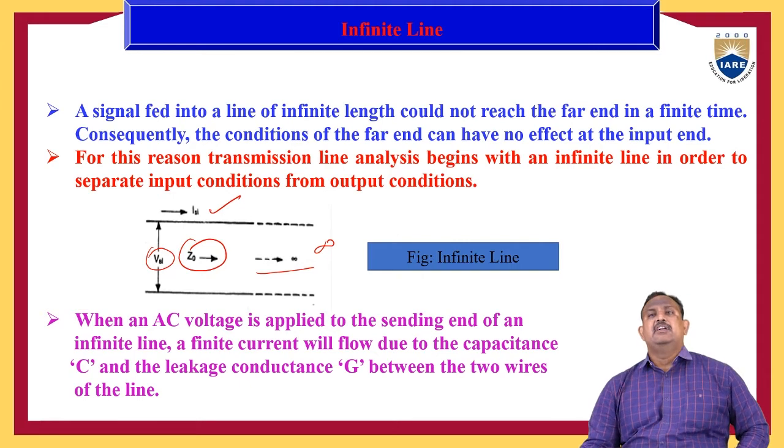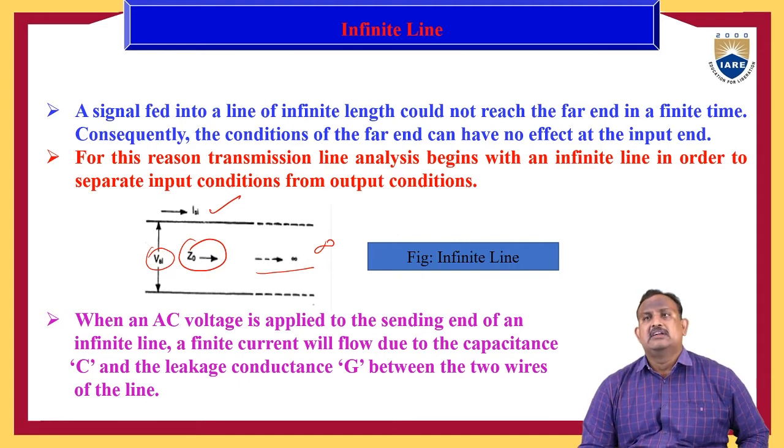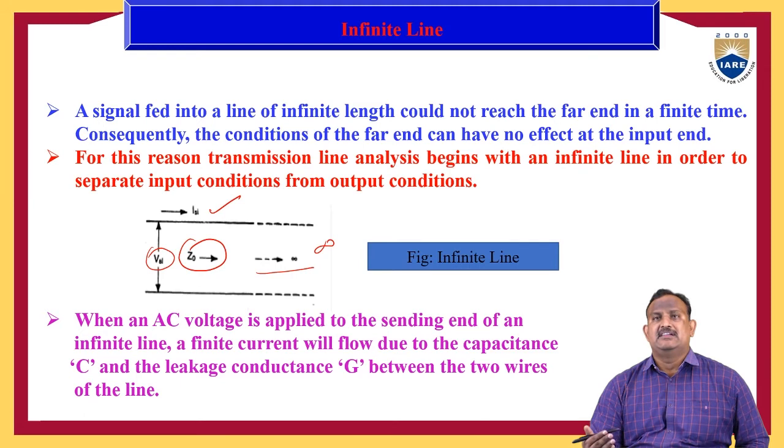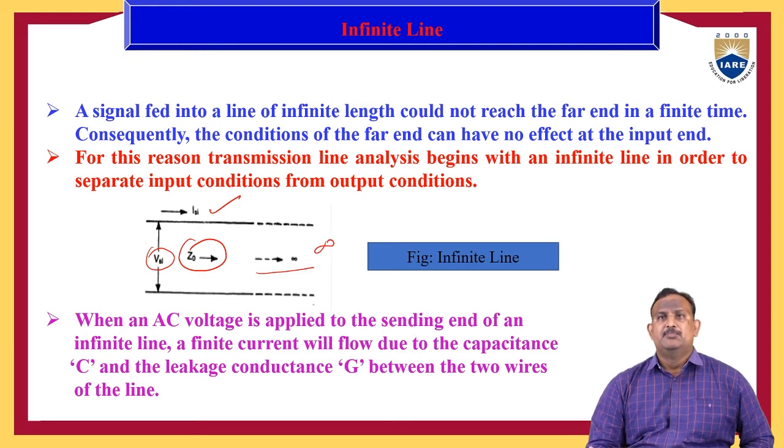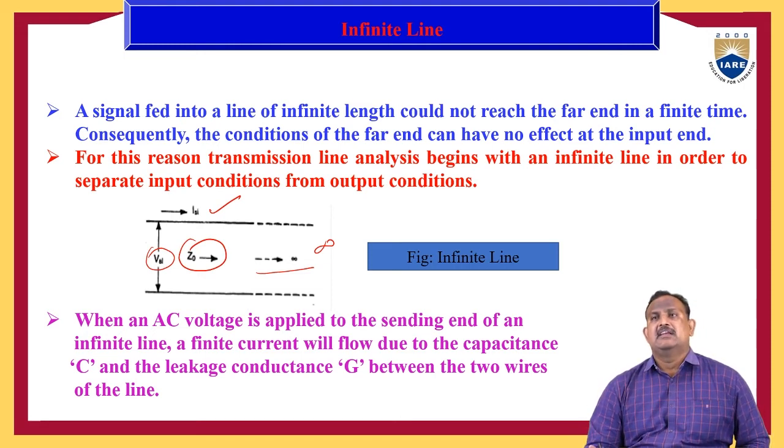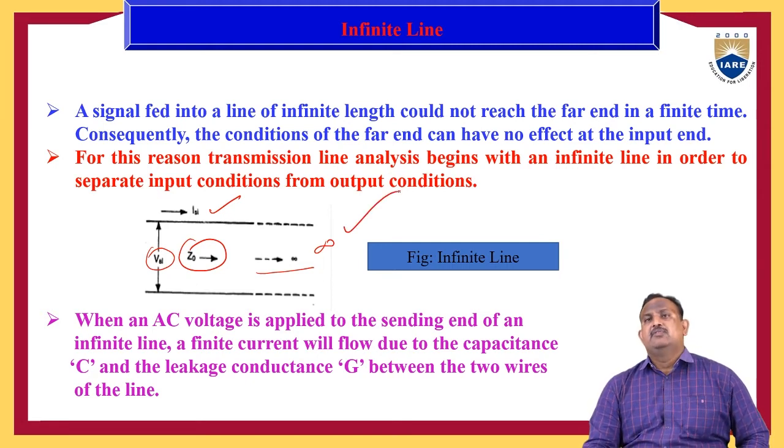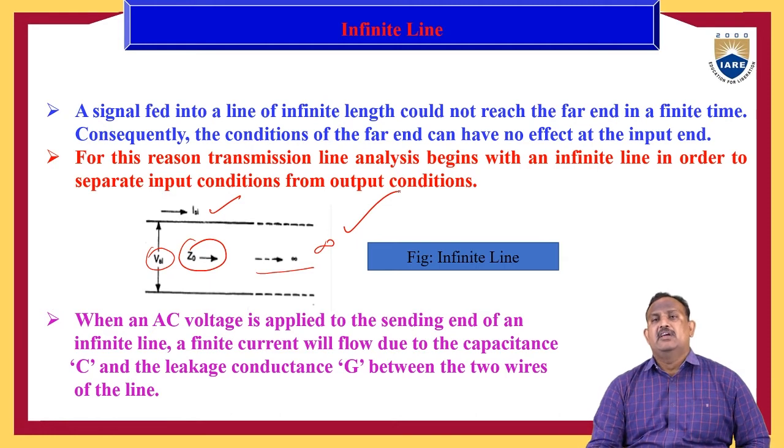A signal fed into a line of infinite length could not reach the far end in a finite time. It will take infinite time to reach. Consequently, the conditions of the far end can have no effect at the input end. For this reason, transmission line analysis begins with an infinite line, in order to separate input conditions from the output conditions. This is a transmission line equivalent circuit. When an AC voltage is applied to the sending end of an infinite line, a finite current will flow due to the capacitance C and the leakage conductance G between the two wires of the line.